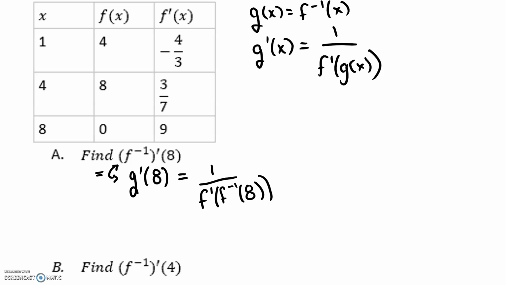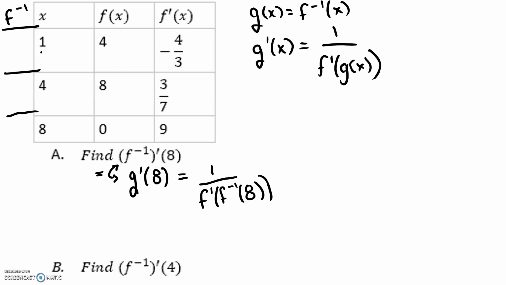So in order to do this, we need to know the values of our inverse, which we do not have on our graph here, right? So in our table, we don't have an inverse function here. So I'm just going to make a column for my inverse.